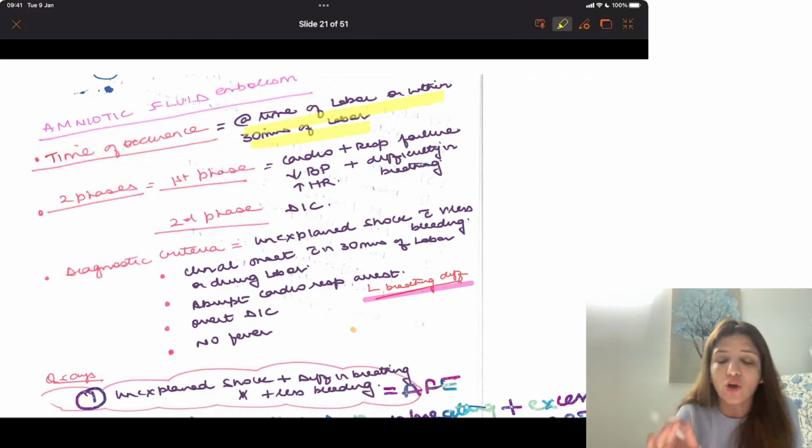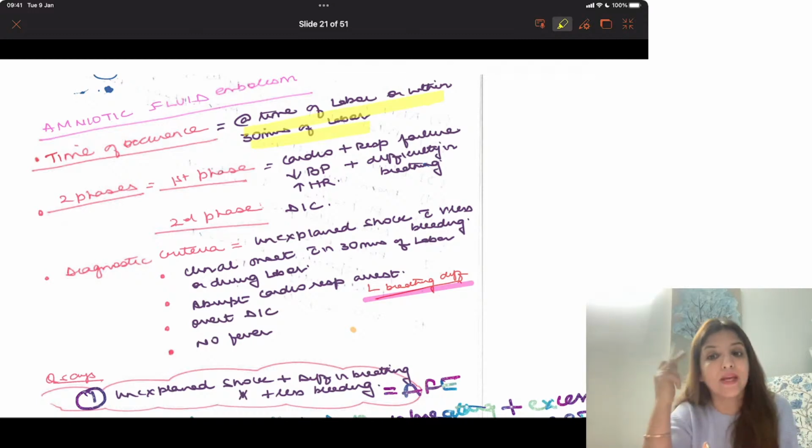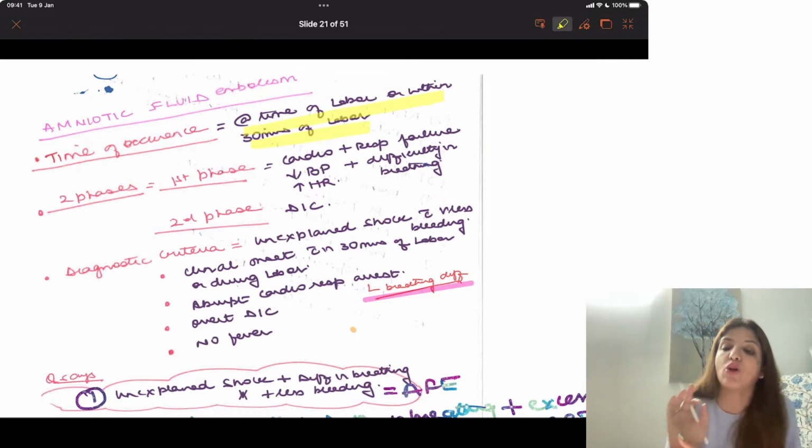So always in your questions, they are going to say the patient went into shock and there is some kind of difficulty in breathing. Whenever you get this phrase, difficulty in breathing, it should always ring the bell and take you towards amniotic fluid embolism as your diagnosis. So cardiac and respiratory failure happen in the first phase, and in the first phase of amniotic fluid embolism, bleeding is less. Then comes the second phase.